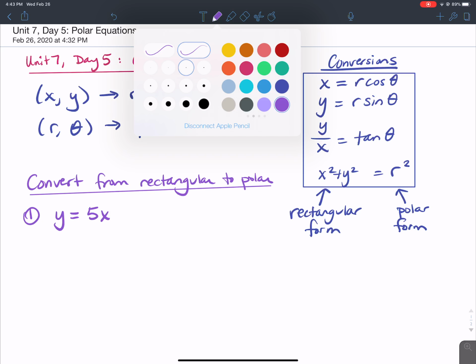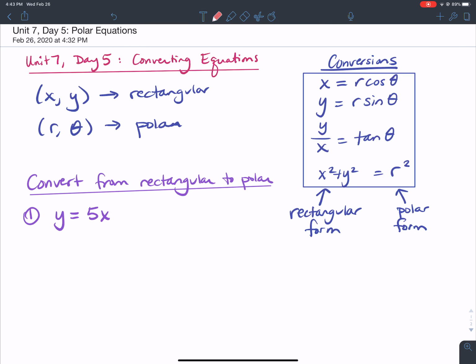In polar form, you would figure out from your conversion box, how can I make my x's and y's look like something that I see over in the conversion box? There are lots of different ways you could go about doing this. One is to take the x and replace it with r cosine theta, and you can take the y and replace it with r sine theta.